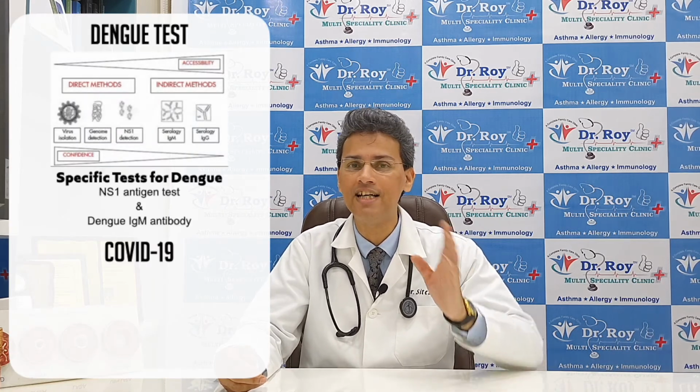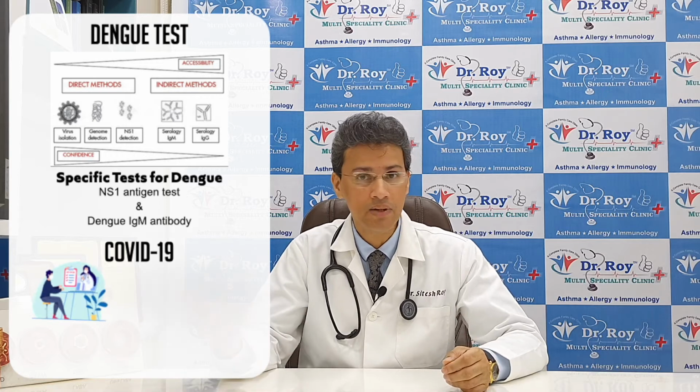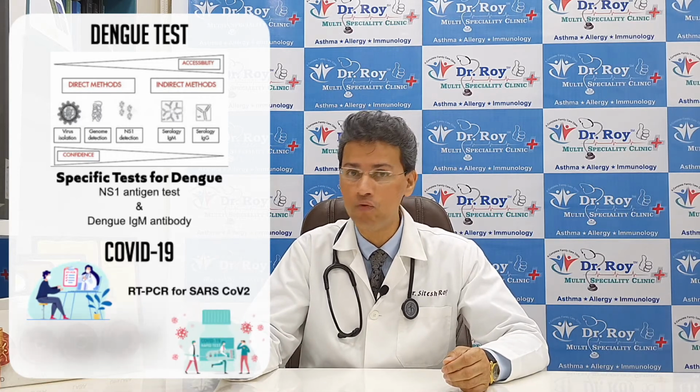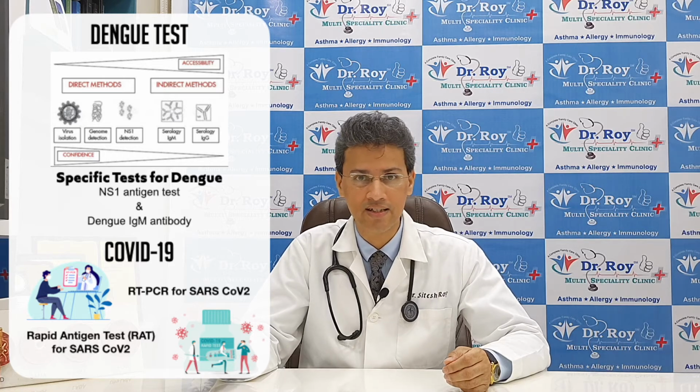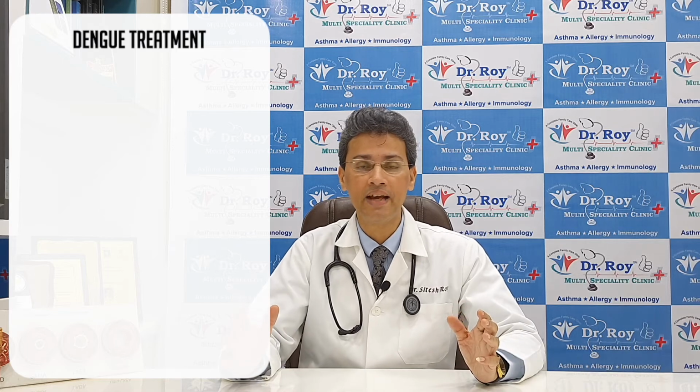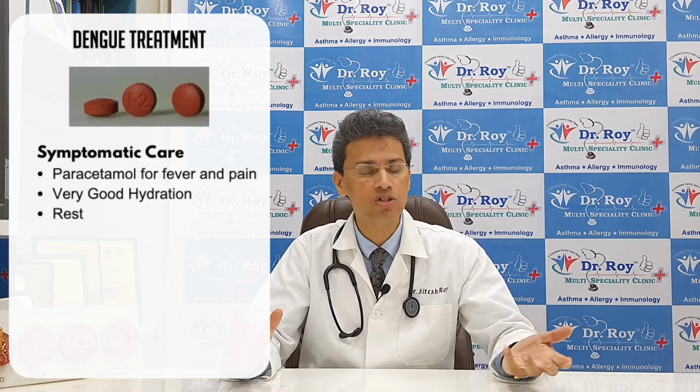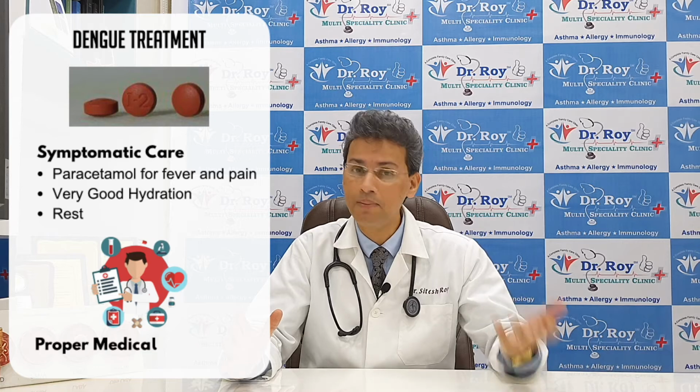The specific test for dengue is something called an NS1 antigen and a dengue IgM antibody. Similarly, for COVID-19, we have the COVID RT-PCR, or we have the COVID rapid antigen test that can help in the diagnosis. Once the right diagnosis is made, the treatment for dengue most commonly is symptomatic care.